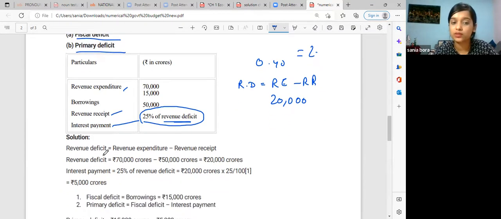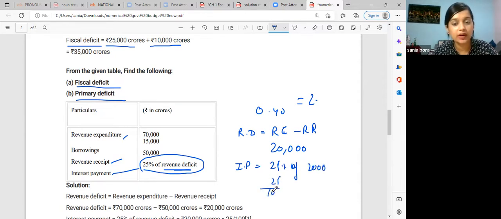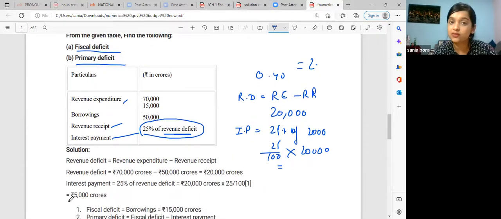And then what you have to find is the fiscal deficit and the primary deficit. So simply you're going to write interest payment and all that. Now see, this is 20,000, which is your revenue deficit. Your interest payment is equal to 25% of this 20,000. So 25 upon 100 multiplied by 20,000, right? When you solve it, whatever the answer will be, it is 5,000 crore. Clear?